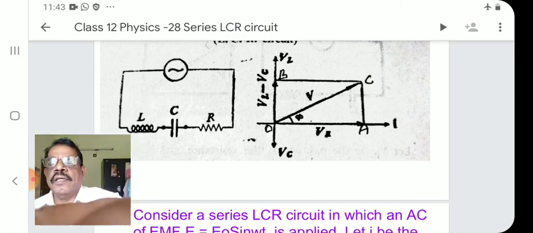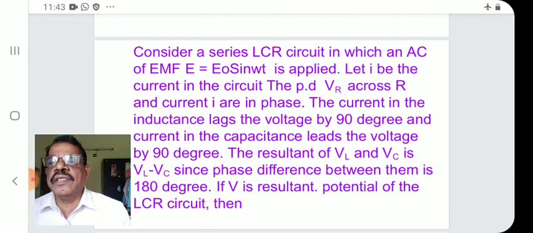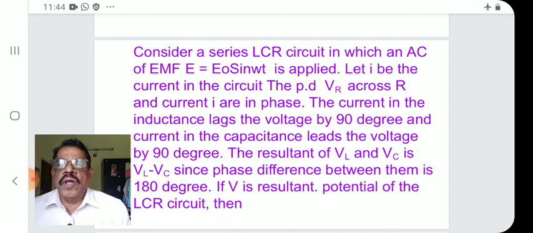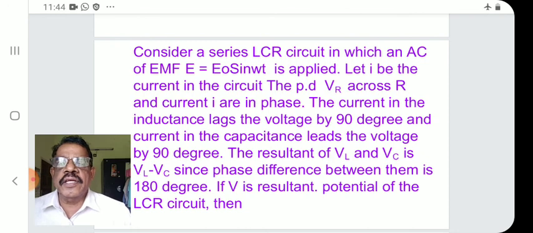Consider a series LCR circuit in which an AC of EMF E equal to E0 sin omega t is applied. Let I be the current in the circuit. The PD VR across R and the current I are in phase, that you have studied. The current in the inductance lags the voltage by 90 degrees and the current in the capacitance leads the voltage by 90 degrees. The resultant of VL and VC is VL minus VC since the phase difference between them is 180 degrees. If V is the resultant potential of the circuit, then we can write.